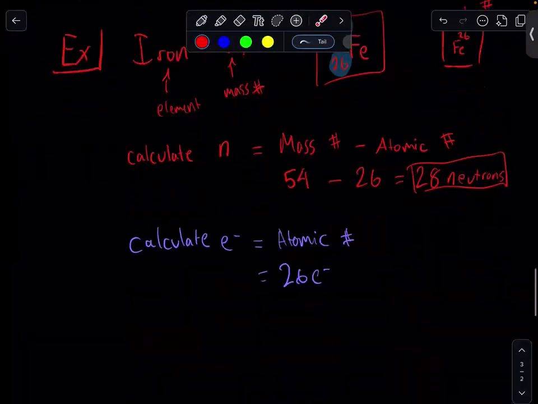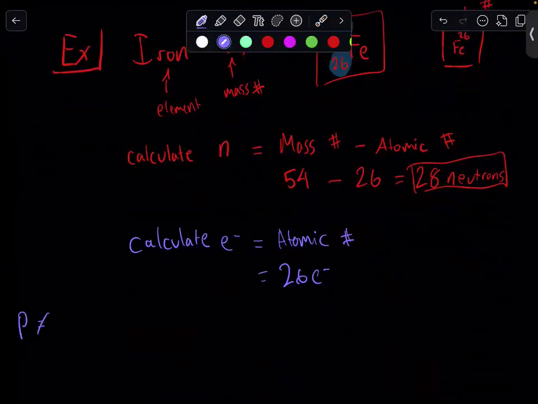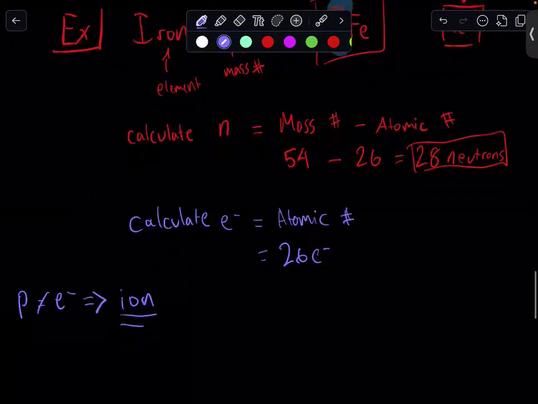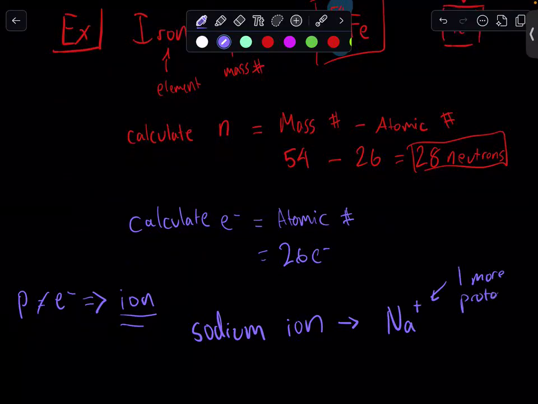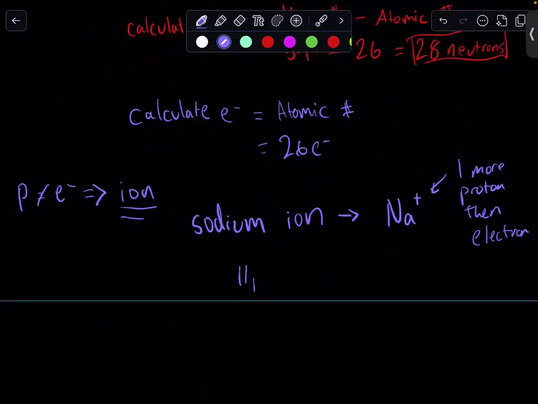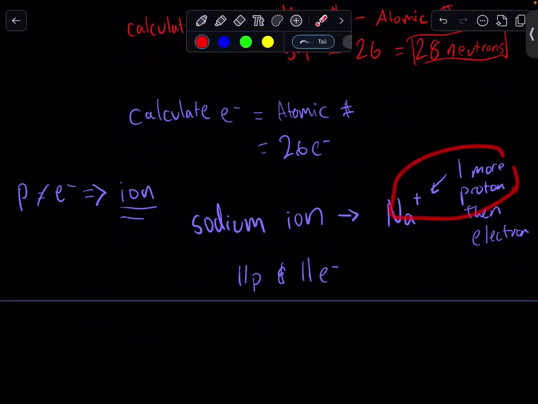The last thing I'm going to end on is this is not always the case. If protons do not equal electrons, we call that an ion. Ions are things that have a charge. So a very quick example might be sodium ion. The most common sodium ion is represented as Na+, meaning that it has one more proton than electron. Normally sodium has 11 protons and 11 electrons. We have one more proton.